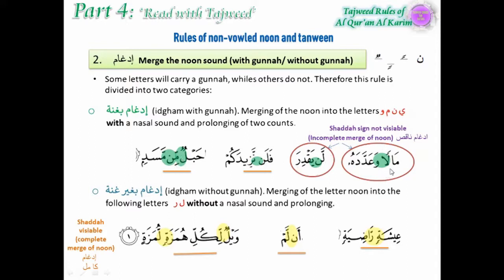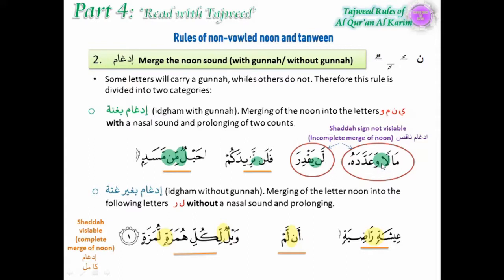But here, ma law, the ghunna of the noon still remains. So this is an incomplete merge. If I took the nasal out, if I take the ghunna characteristic out from the noon, then this complete merge will be ma law. This is without the nasal. But the part of the noon that stays is the ghunna. So I say it as ma law addadah.